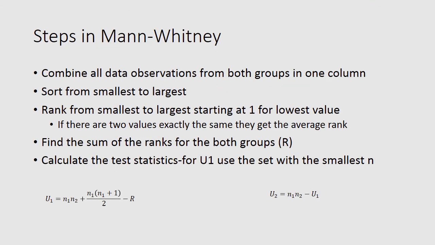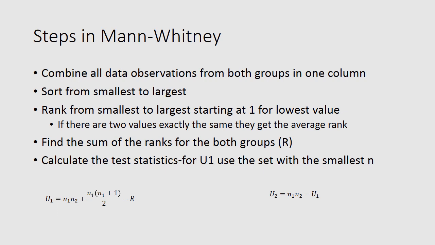All right, the steps. You combine all the data observations from both groups in one column, so you stack them all up. You sort all those data values from smallest to largest. Now you still know what group they came from, group 1 or group 2. But when you rank, it doesn't matter the grouping. You're just ranking from smallest to largest, giving a value of 1 for the lowest value.